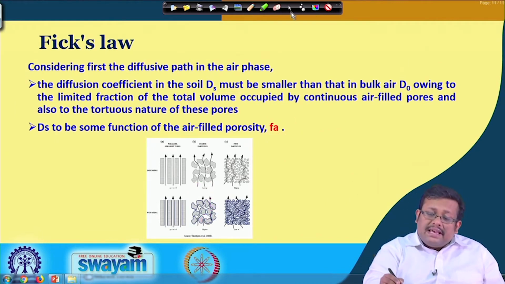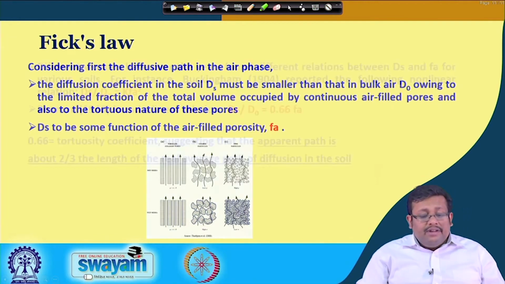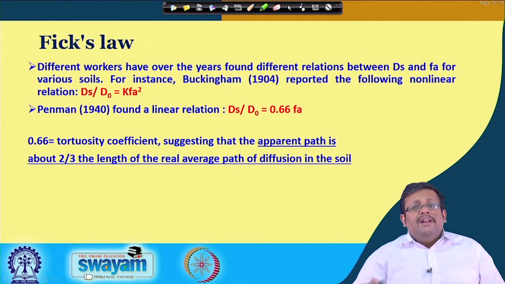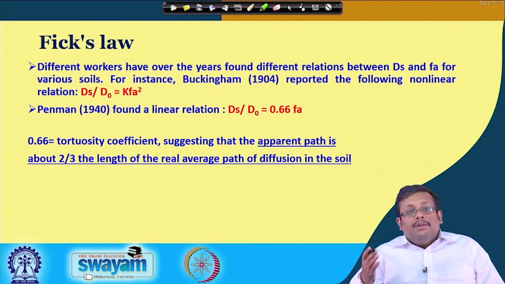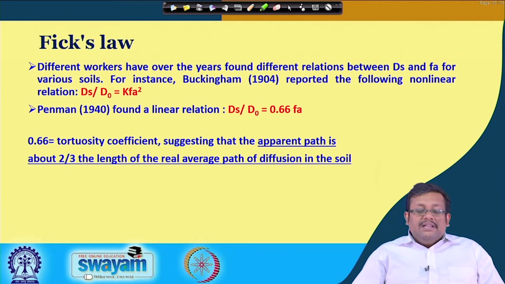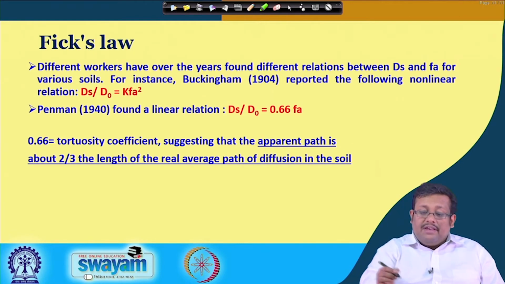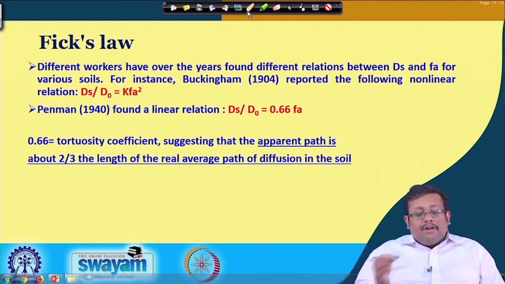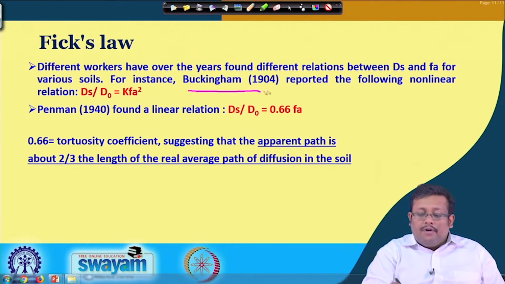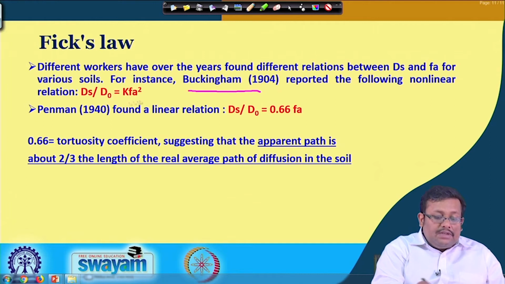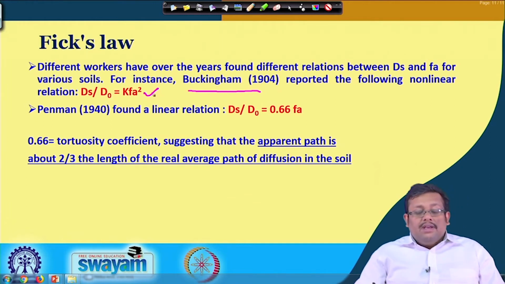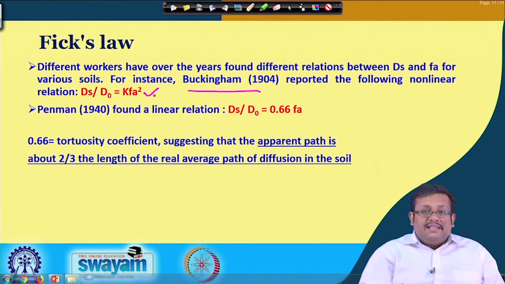Now, this Fa is very important, because different workers over the years have found different relations between Ds and Fa for various soils. For instance, Buckingham in 1904 reported the following nonlinear relation, that is Ds over D0 equal to k Fa squared, and this k is basically a constant.